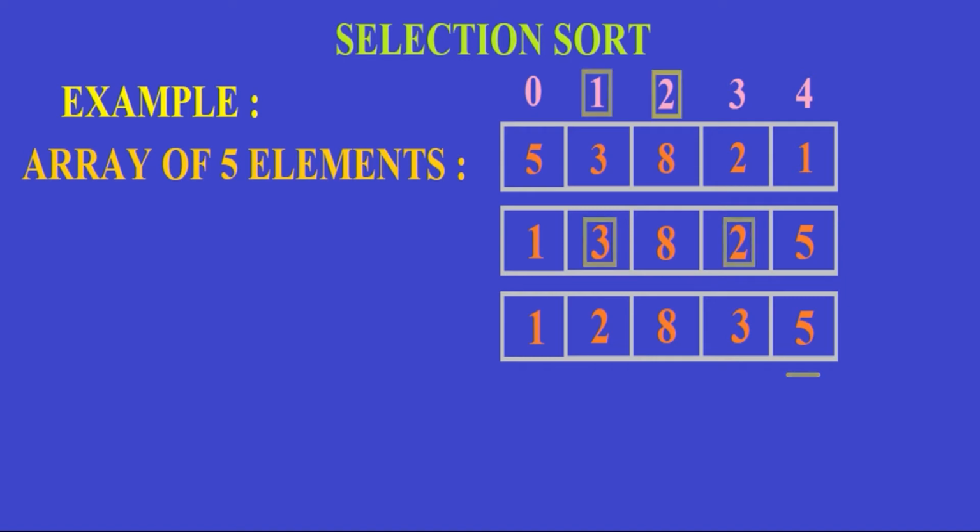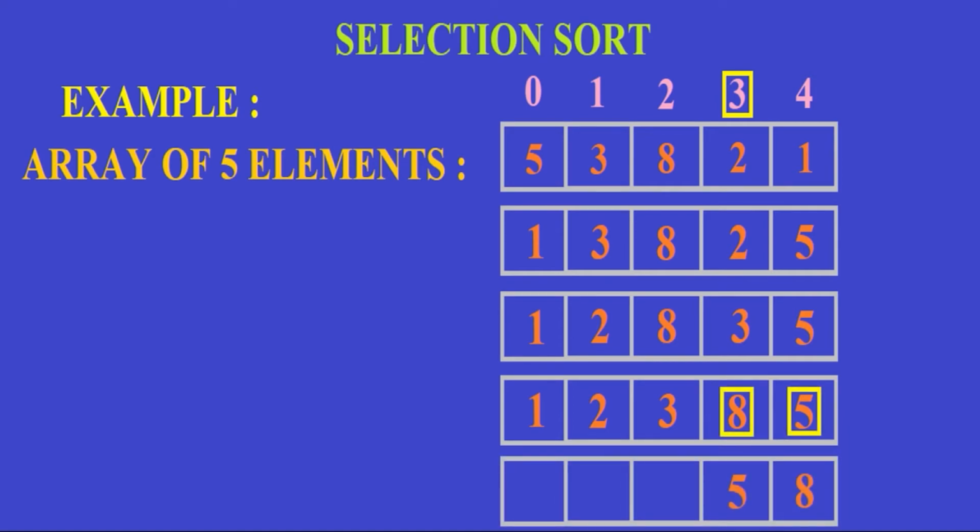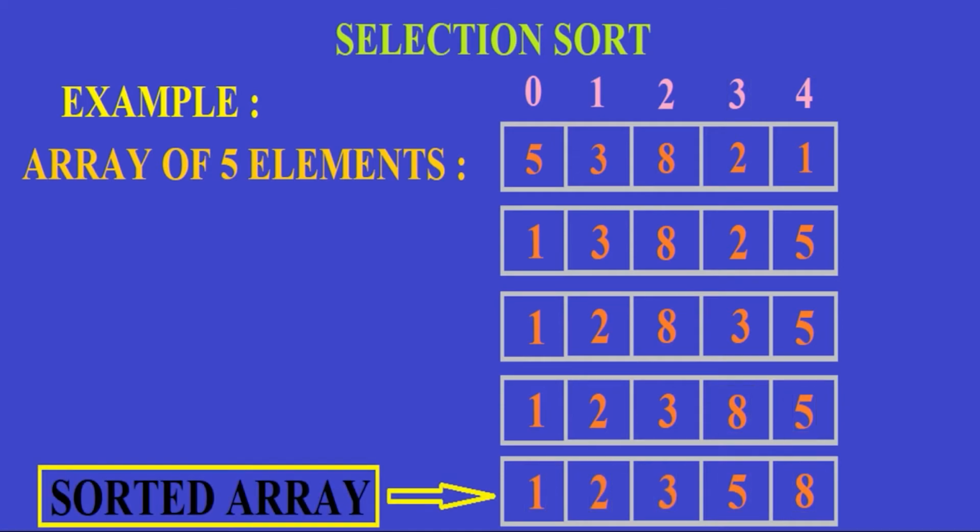Now, the index number 2 will be selected and here we have the number 8. Again, the smallest number will be selected, which is 3 in this case, and the numbers will interchange positions. Now, the new array will look like this: 1, 2, 3, 8 and 5. Similarly, after the next pass or iteration, the array will look like this: 1, 2, 3, 5 and 8. So finally we have our sorted list.